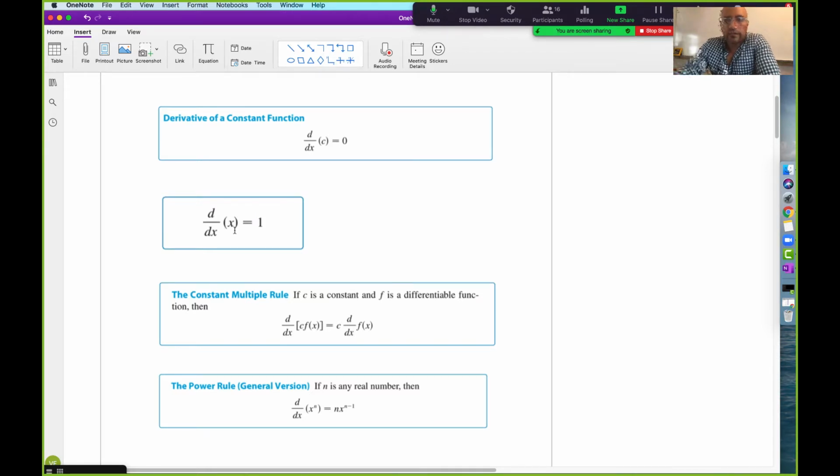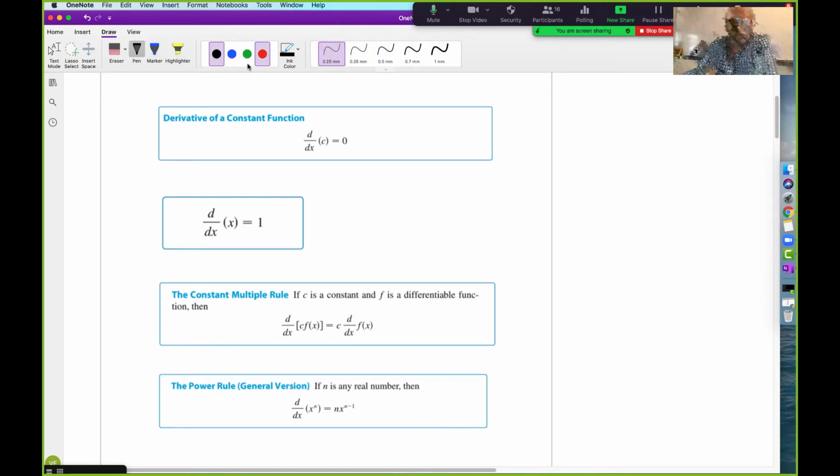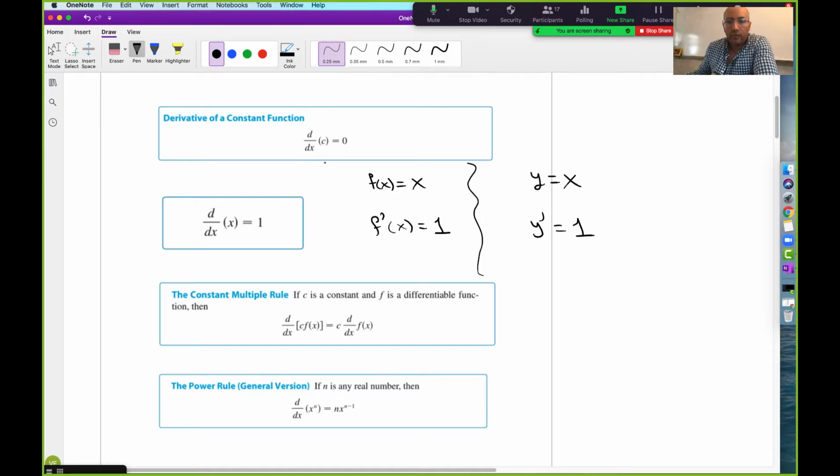Another way of describing this is to say that we have some function, f of x equals x, and we want to find its derivative. The derivative of this function equals 1, right? That's what this is saying as well. You can also write it in the form of, if we have the function y equals x, then y prime equals 1, right? These are all saying the same thing. The derivative of this function is 1.